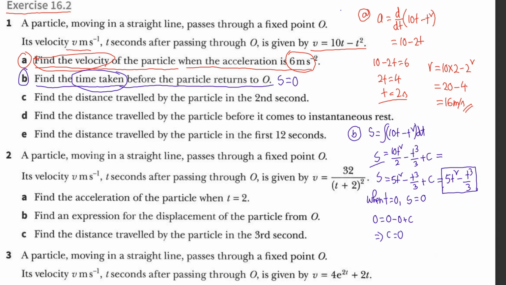Now we need to use this displacement to get the time, because it is written that the particle returns to O, so we need to consider s equals 0. Let me do that: 5t squared minus t cubed by 3 equals 0. Now we can take t squared common, so it is t squared times 5 minus t by 3 equals 0. So either t equals 0, or 5 minus t by 3 equals 0, which gives us t equals 15 seconds. This is our answer to this question.